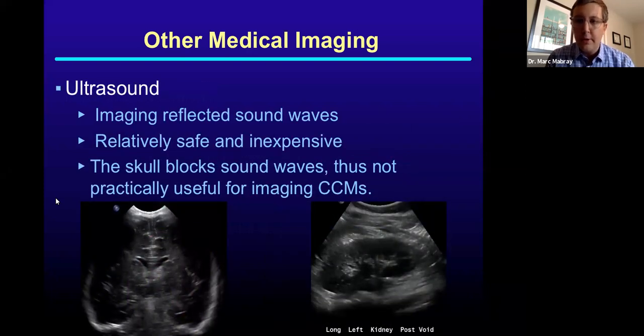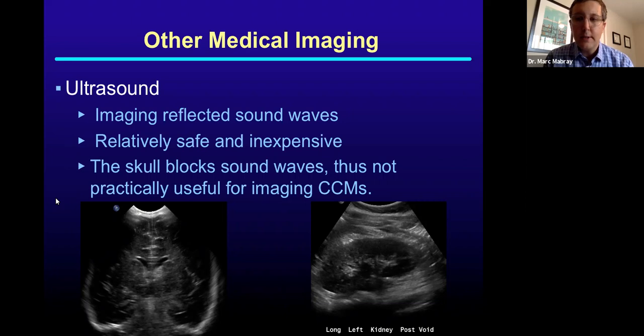One other study you've probably heard about are ultrasounds. Ultrasound involves an imaging probe that's handheld, and that little probe emits sound, which then goes and bounces off structures, comes back, and then is processed by that probe to create some images. It's a relatively safe study, relatively inexpensive compared to an MRI.